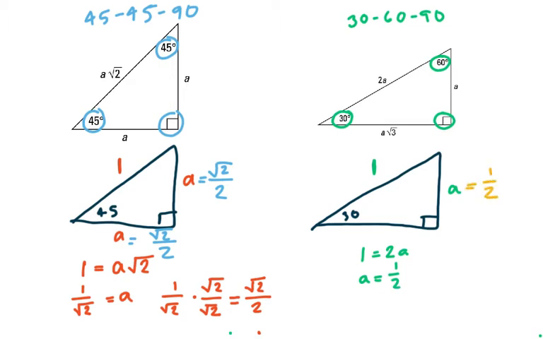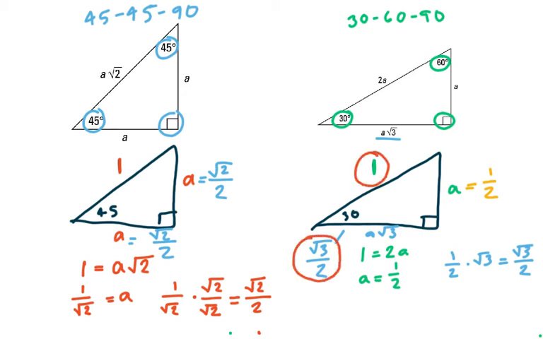So we have solved for our shorter leg here. We know that the longer leg of this triangle is going to be equal to a times the square root of 3. And now that we know a, all we have to do is multiply a, or 1/2, times the square root of 3, and that's going to give us the square root of 3 over 2. So we know that this side length here is going to be equal to the square root of 3 over 2. So we have now identified our three side lengths for our 30, 60, 90 triangle when the hypotenuse is equal to 1.